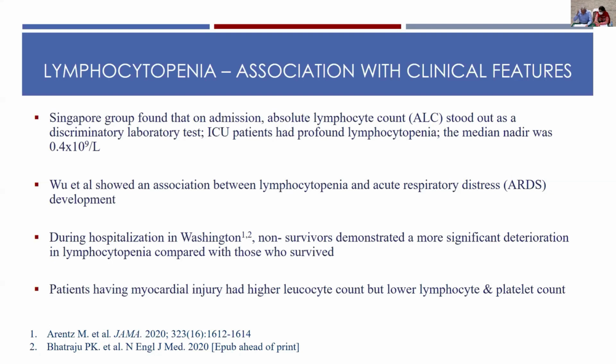The report from Washington, by Arends, showed that the non-survivors demonstrated a more significant deterioration in lymphocytes compared to those who survived. And patients having myocardial injury had a higher leukocyte count but lower lymphocyte and lower platelet counts as well.